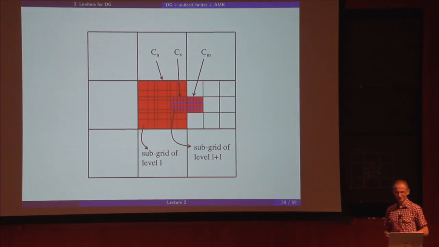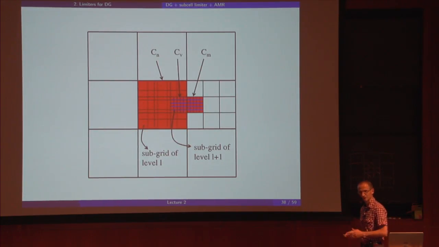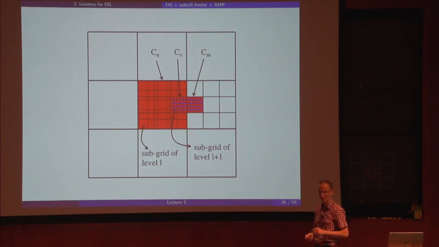At least it should. But in a previous conference, nobody understood this figure. So let's see if I can. In red, there is a cell which has been marked for the limiter. So it's a troubled cell according to DG, the big one here. But also on the left, on another level of refinement, there is a smaller cell in red which has been marked as troubled and it needs the limiter.